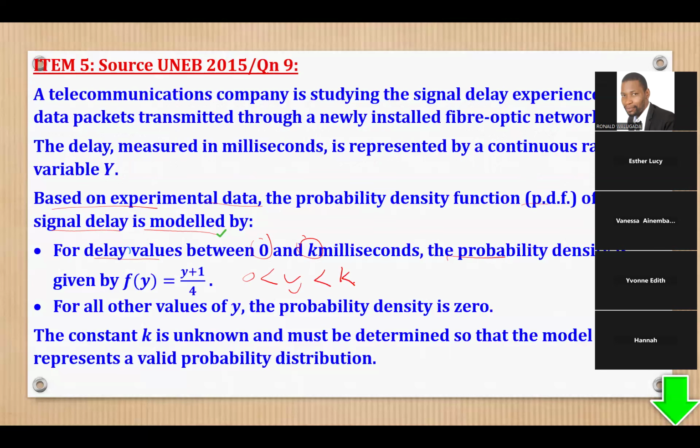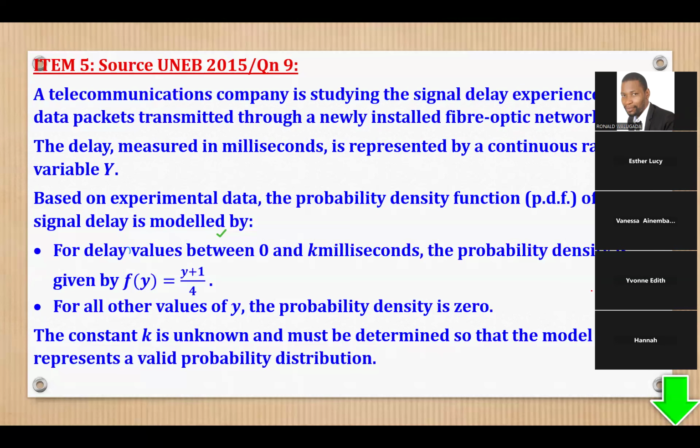I think most of you are used to constants being put in the function, but now this one is a little funny. The constant is in the interval, but don't worry, we shall see what to do. For all other values, the probability is 0. Now, "all other" is what brings in the word elsewhere.